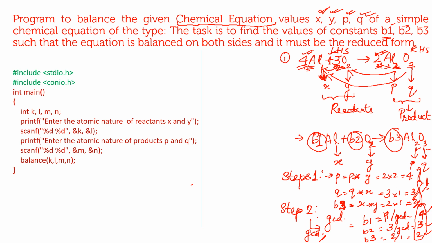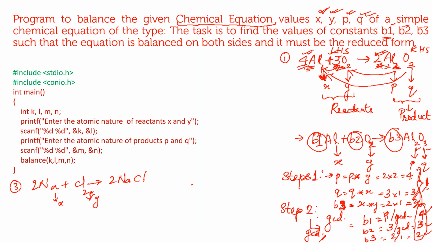Okay, so now let me take the third equation. Sodium plus chlorine will give you sodium chloride. So how will you balance this equation? Here you have 2 chlorine, right? So if I put here 2 and here 2, the equation will get balanced. So what is your x? X is equal to 1, y is equal to 2.